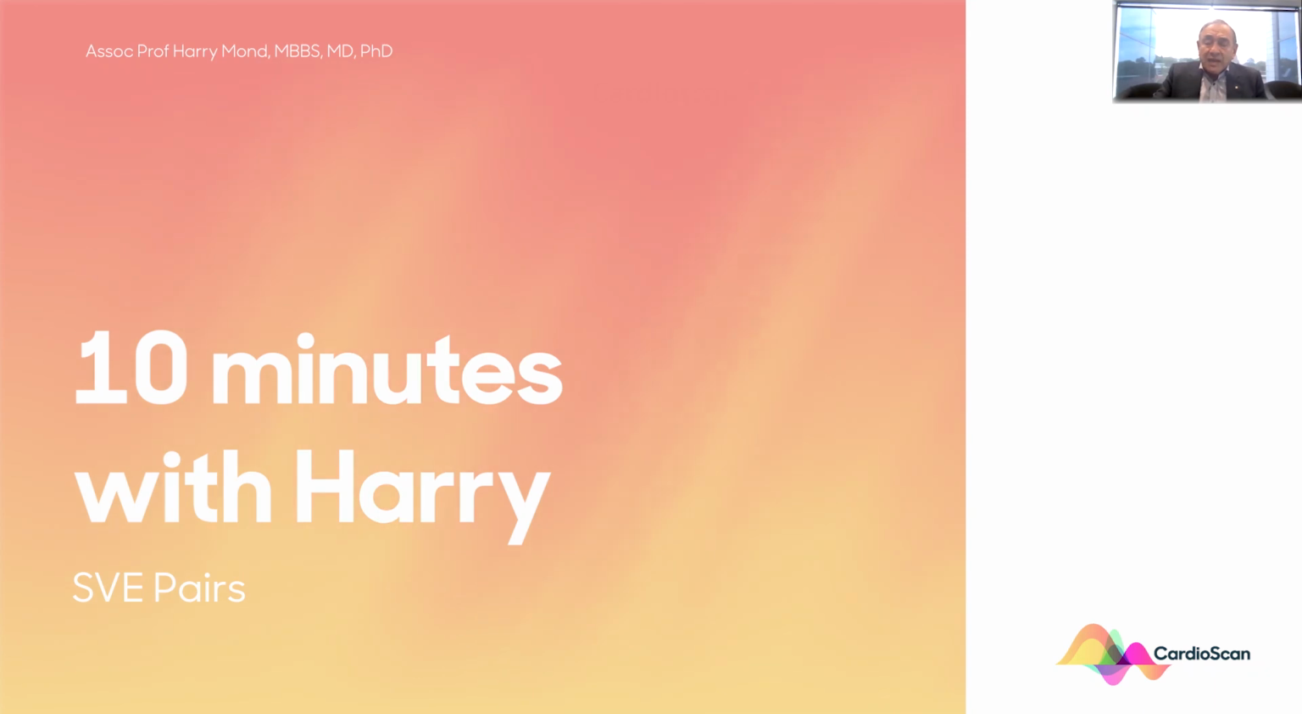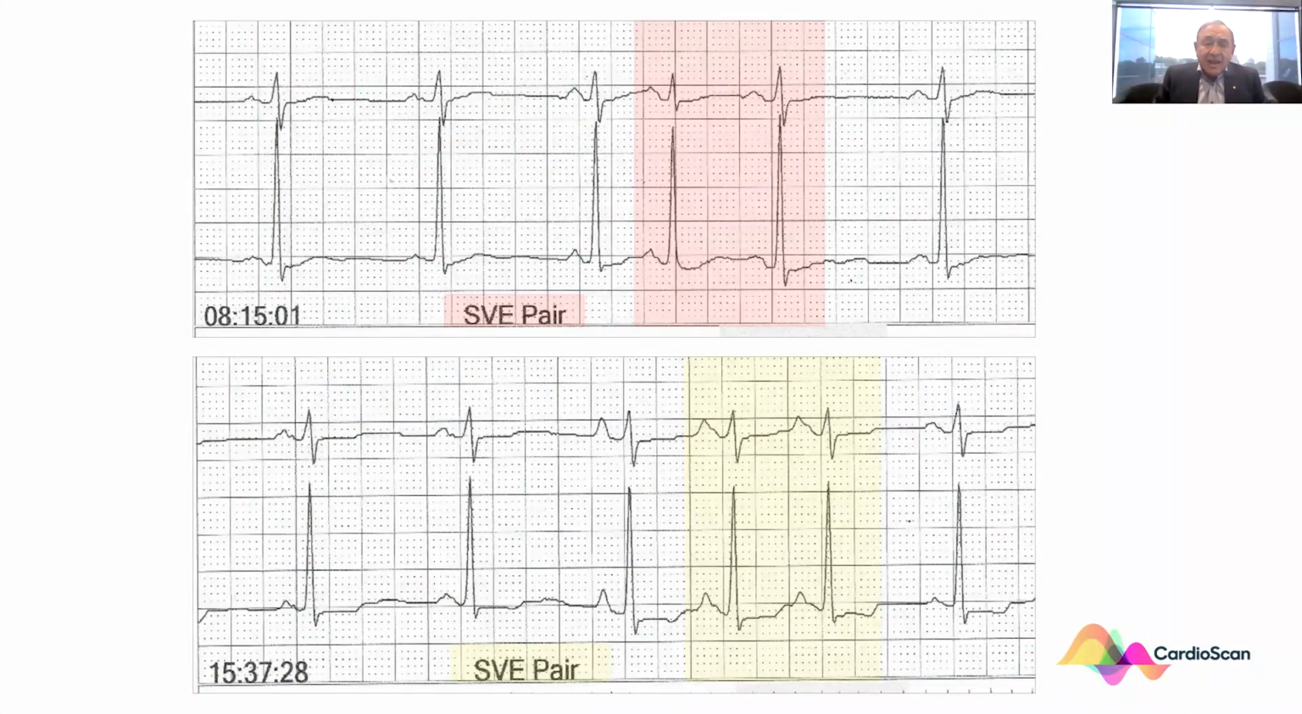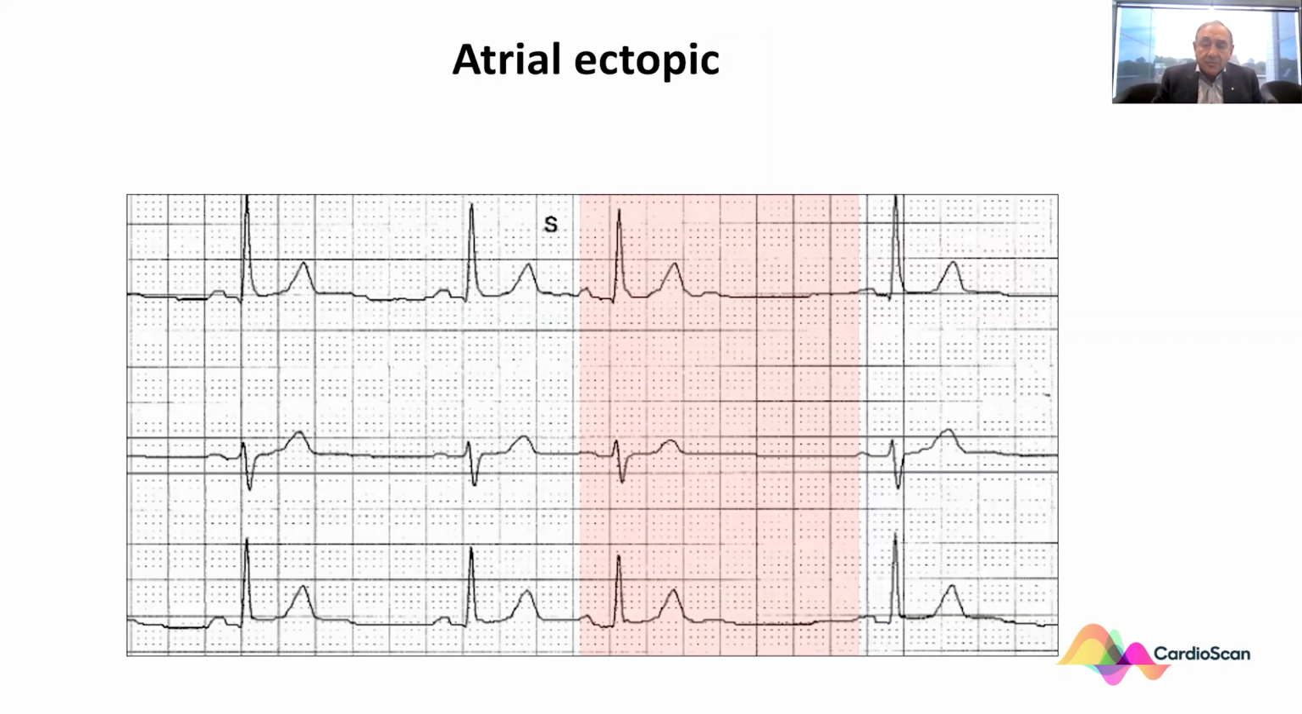Today I'm going to look at what I call SVE pairs. This Holter monitor recording was taken a short while ago, and in a period of 7 hours, there were 2 instances seen where there appears to be SVE pairs. And you can see on the top, red highlight, and on the yellow highlight, looking very similar. But are they? In order to understand what is going on, we need to re-look at an atrial ectopic.